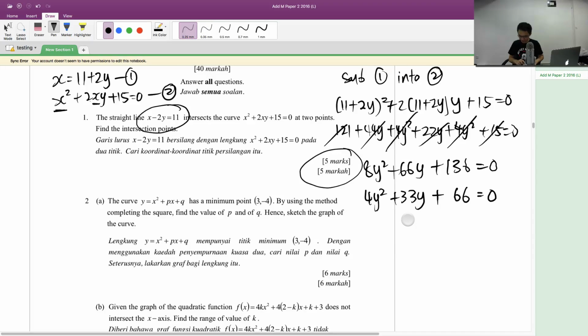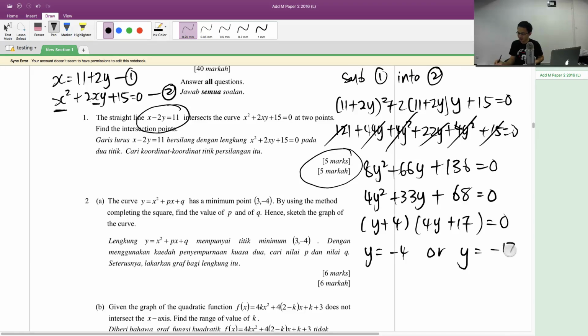So we have 4, we have 33, we have 68. Thanks for that, Chai Kim, it's 68. What happens to my brain today? So you will factorize and get y plus 4, and the other one is 4y plus 17 equals 0. So you will get y equals -4 or y equals -17/4.